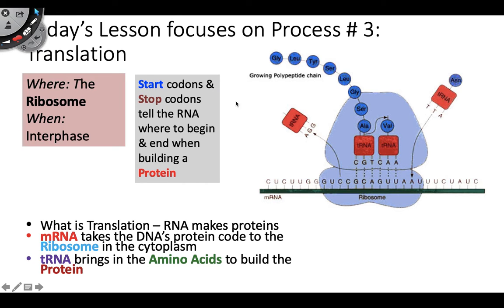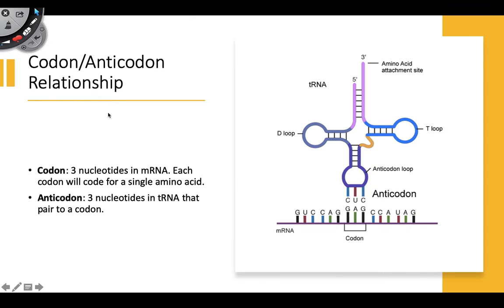protein. Okay? So what is the codon-anticodon relationship? Write down the definition of a codon. A codon is 3 nucleotides in mRNA. So we find the codon here on mRNA. Okay, so 1, 2, 3 nucleotides are 1, 2, 3 bases. Each codon will code for a single amino acid.